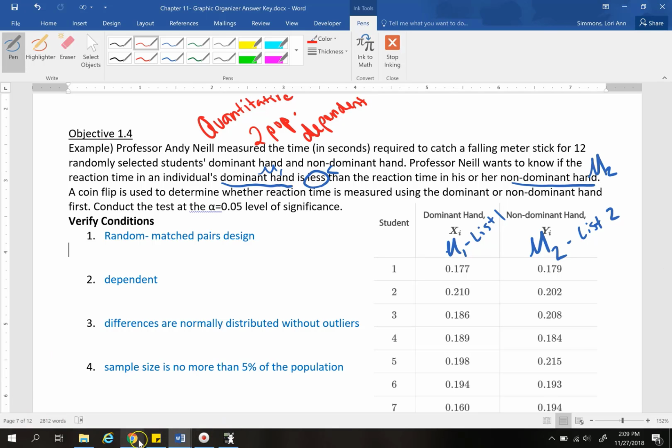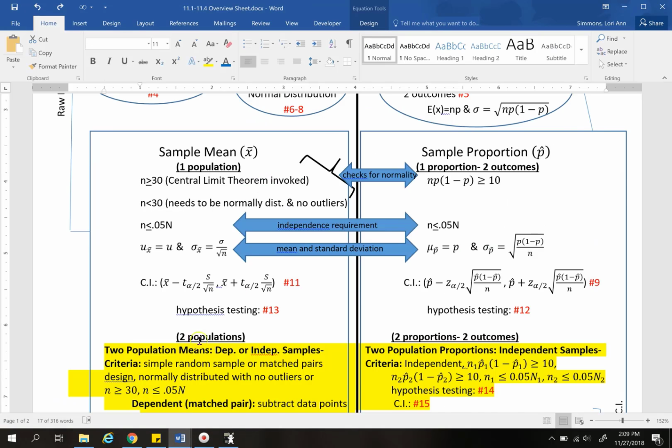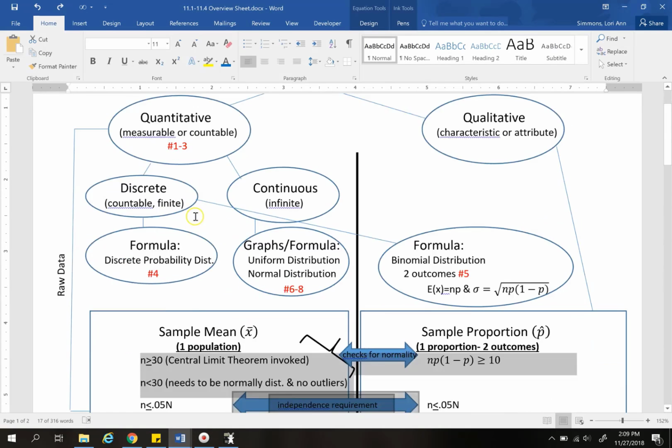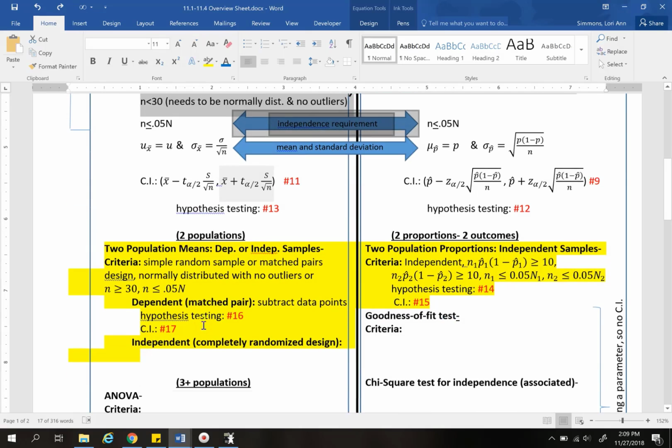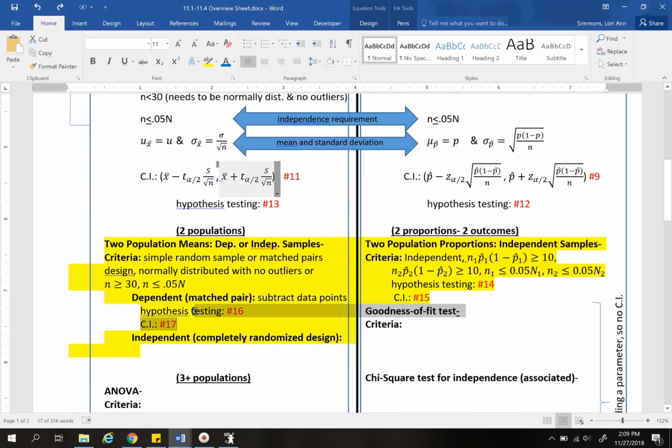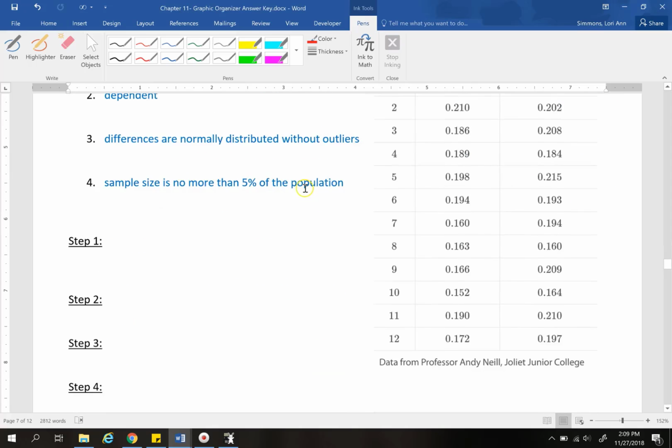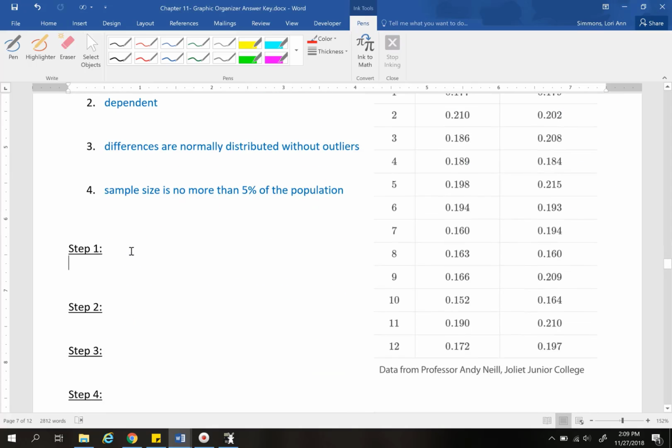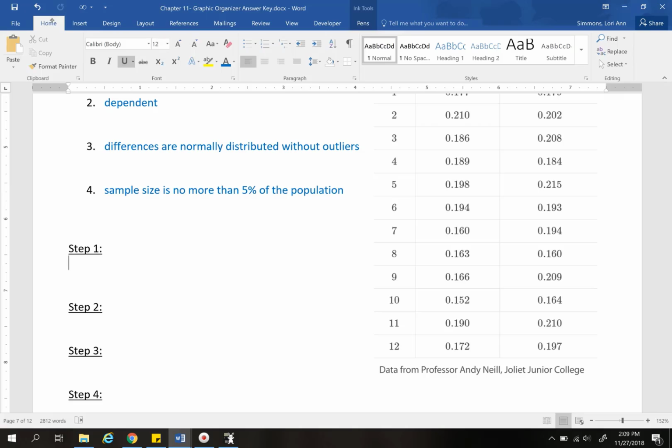So if you can figure out those things, you can go to your overview sheet, go to quantitative, go to two populations that are dependent. And this should tell you to use 16 and 17 on your calculator sheet, depending on whether you want the hypothesis test or confidence interval. So I would try to get in the habit of doing that consistently.